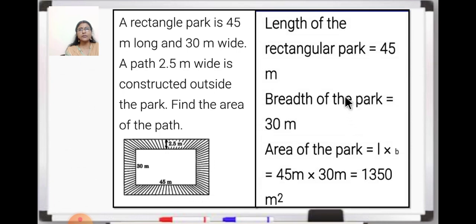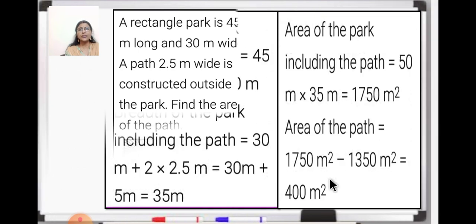So what you will do? You will first write down what is given in the question. Length of this rectangular park is given, which is 45 meter, and then breadth also is given, 30 meter. So first we'll find out the area of this small rectangle, which is in the form of a park. We'll write L into B, we'll solve it, we'll get 1350 meter square.